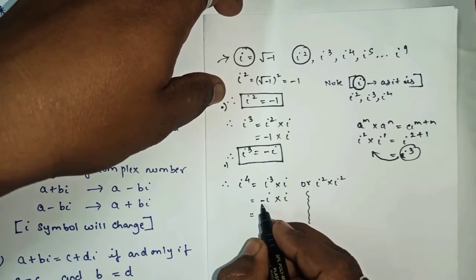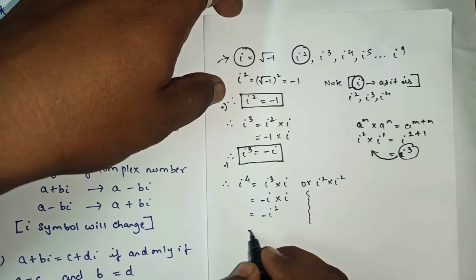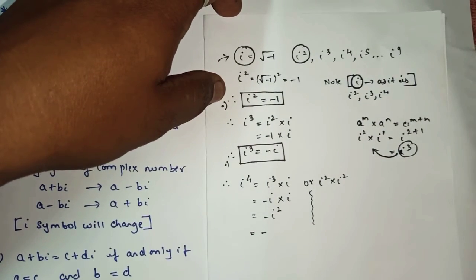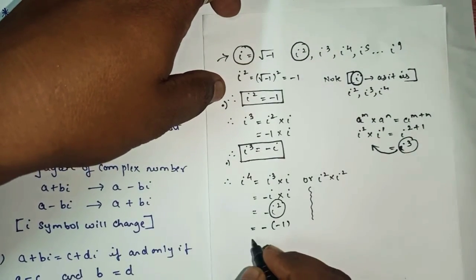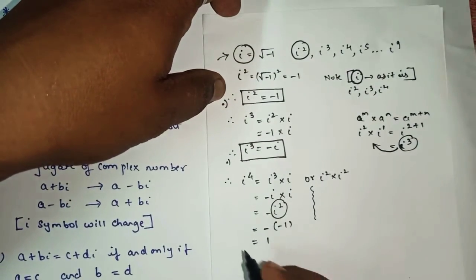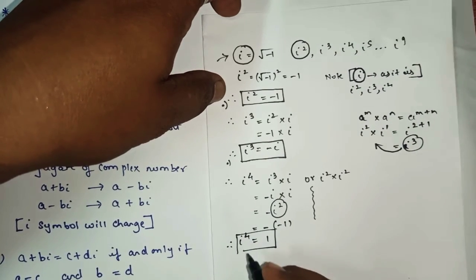So minus i into i. So i into i is what? i square, and this minus will come. Keep this minus as it is. What is the value of i square here? We got it is minus 1. So minus into minus is what? 1. So here we got the value of i raised to 4 as 1.